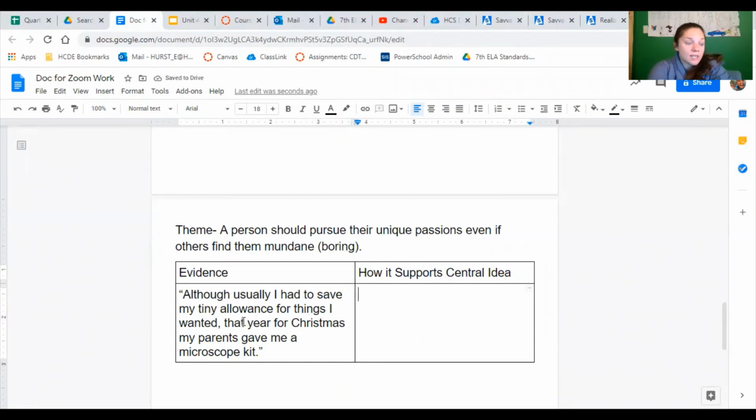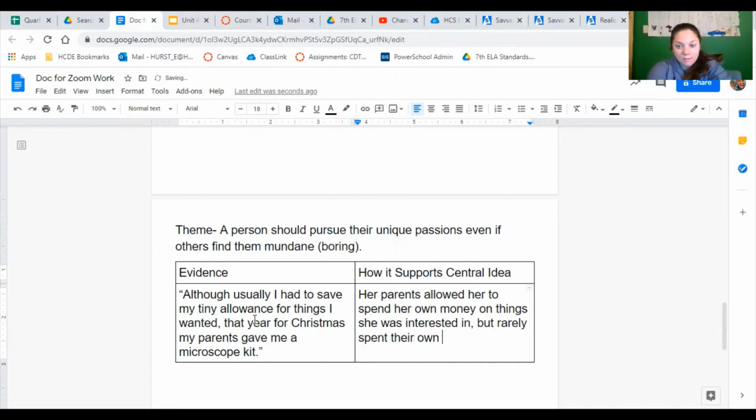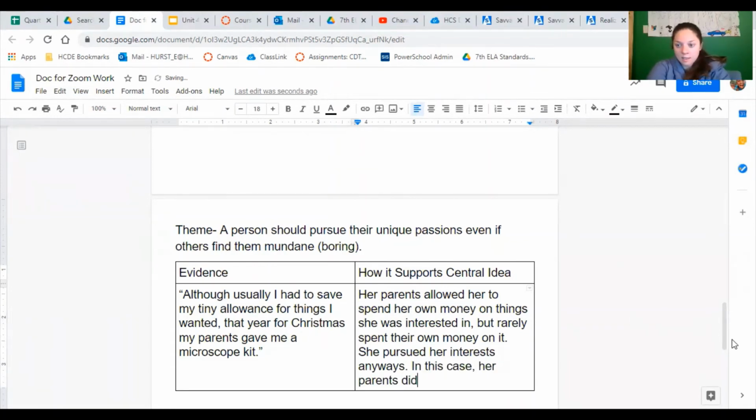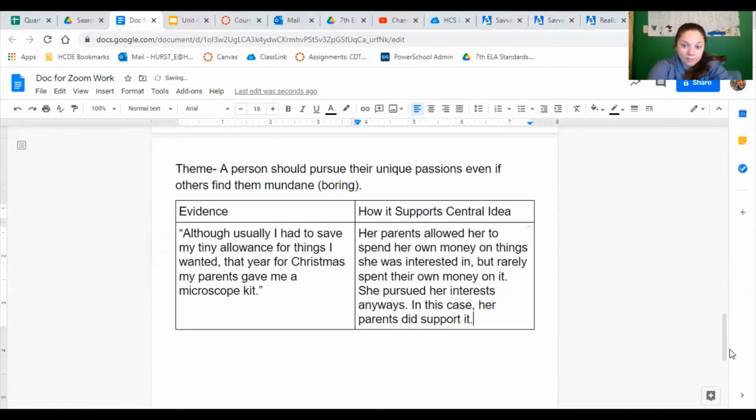Okay, so how does this support the central idea? Her parents allowed her to spend her own money on things she was interested in, but rarely spent their own money on it because it wasn't their passion. She pursued her interests anyways, right? In this case, her parents did support it. They supported it more than they normally did. So I think it's interesting that even though she had to spend her own money, she talks about how she usually would save her allowance for that.